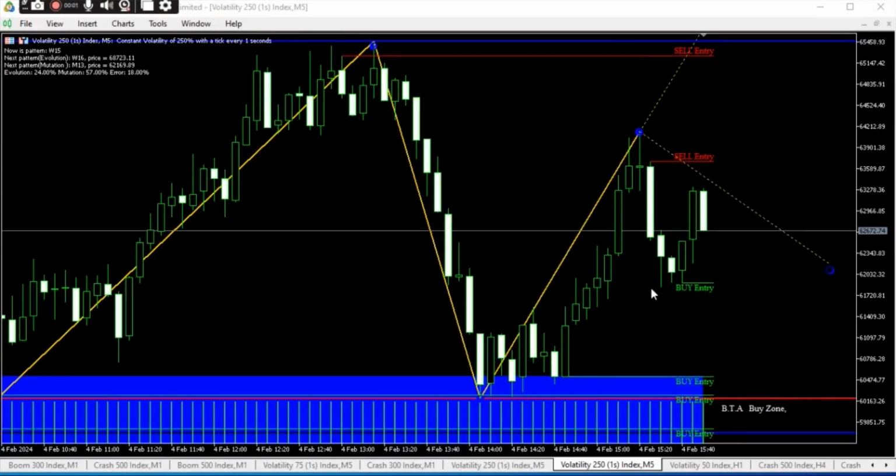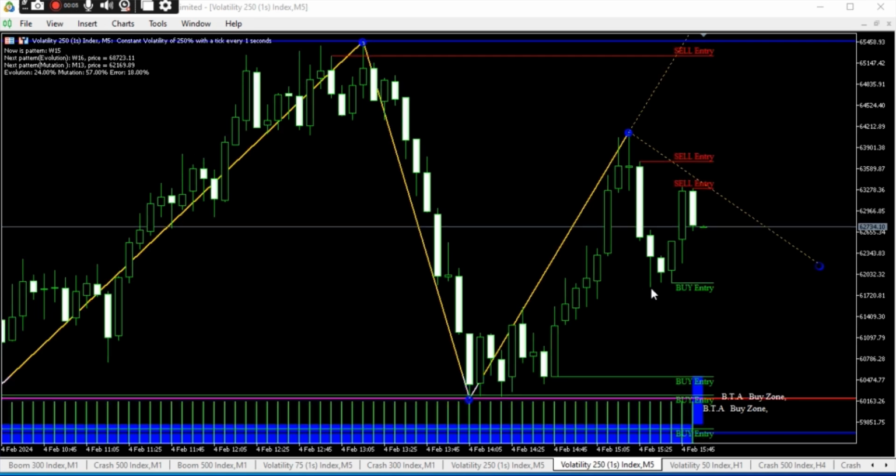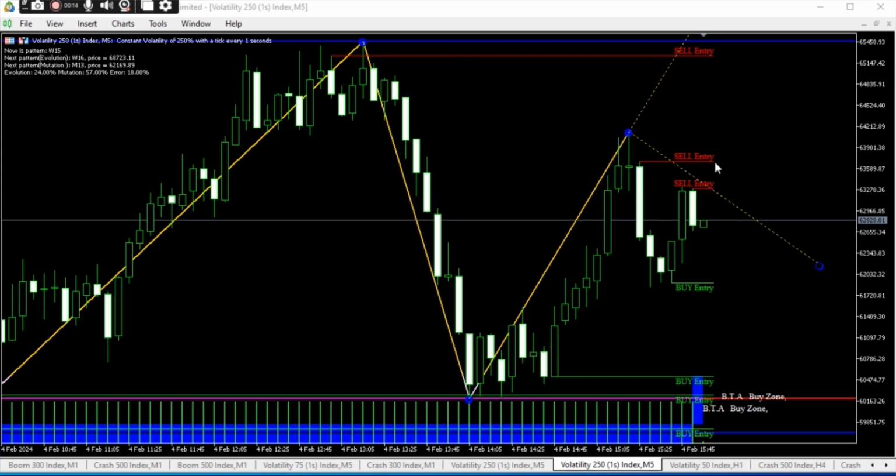Alright, so today I've been trading V251S. This thing is very easy to trade when you have my strategy, guys. As you can see, right now it has given us a sell entry. But if you want to use my strategy effectively, you need to use top to down analysis.